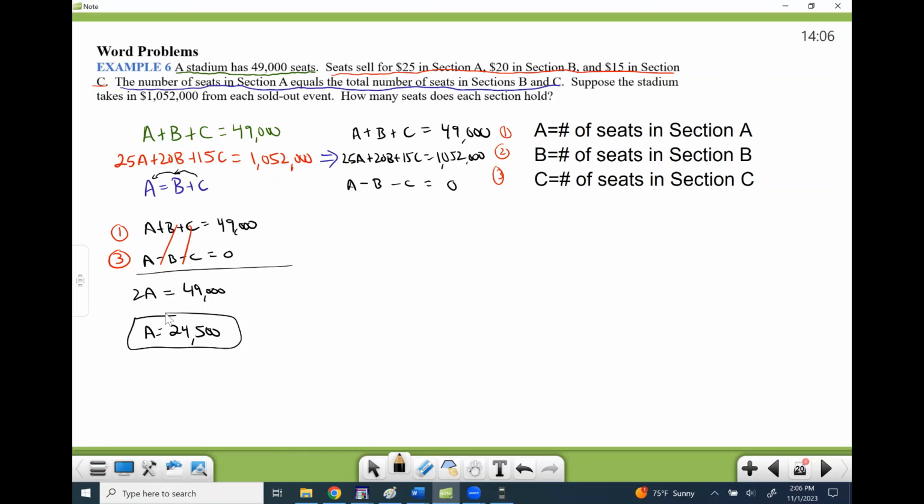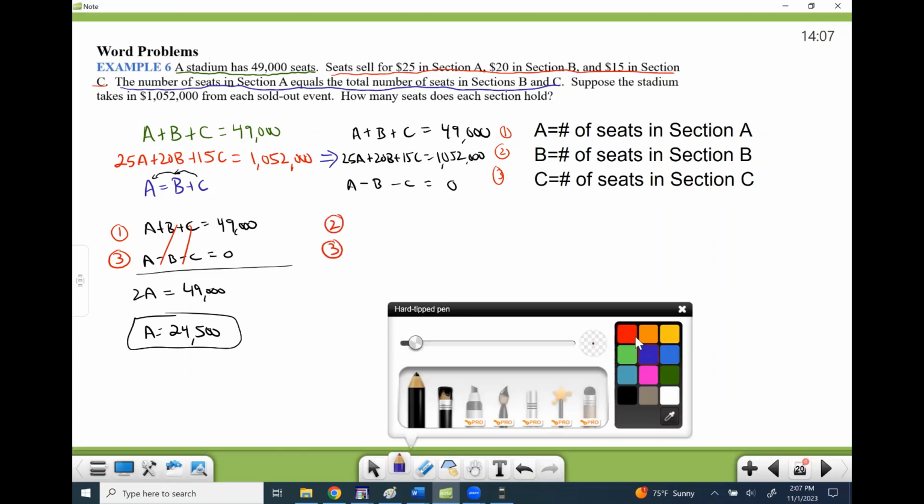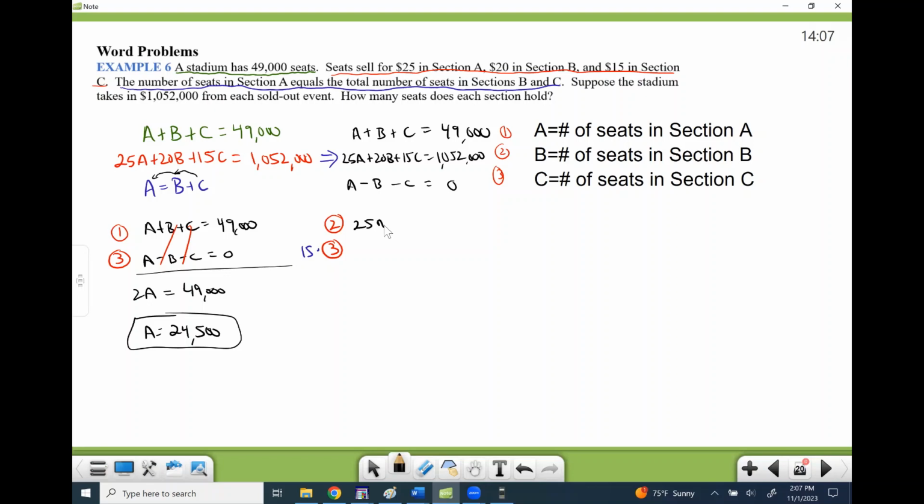So maybe we can put 2 and 3 together, maybe. So let me talk about why those. They already have opposite signs, so we could make the C's go away pretty easily. So I'm going to leave equation 2 as is, but for equation 3, I'm going to have to multiply it by 15. So we get 25A plus 20B plus 15C equals 1,052,000. And then 15A minus 15B minus 15C equals 0.